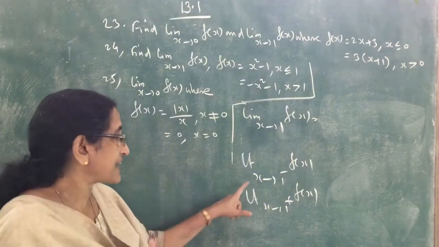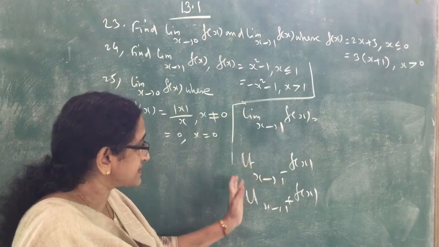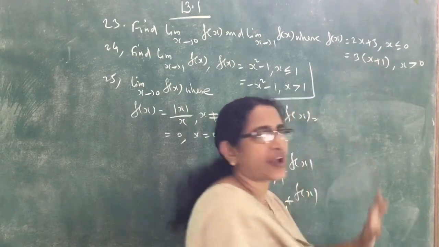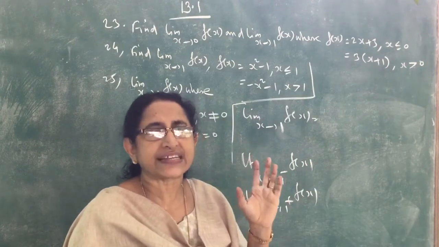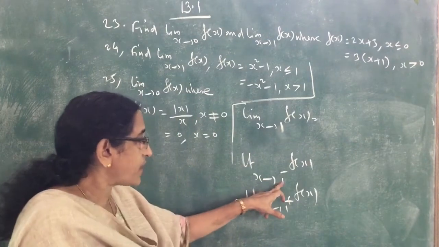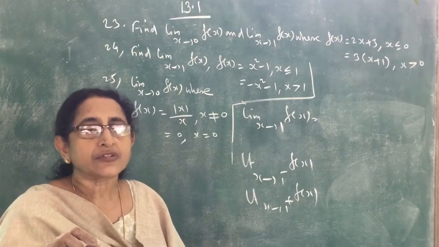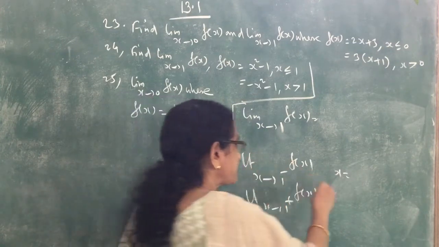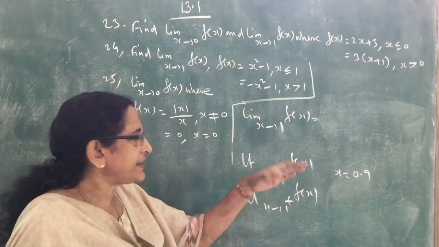But remember one thing: x tends to 1 means it is very close to 1. Here, for x greater than 0, the function is 3 into x plus 1, and for x less than 0 it is the other one. So for all values of x greater than 0, the function is 3x plus 1. Here we need x less than 1 but very close to 1. For example, 0.99, or suppose x is 0.9, which is close to 1 and less than 1.